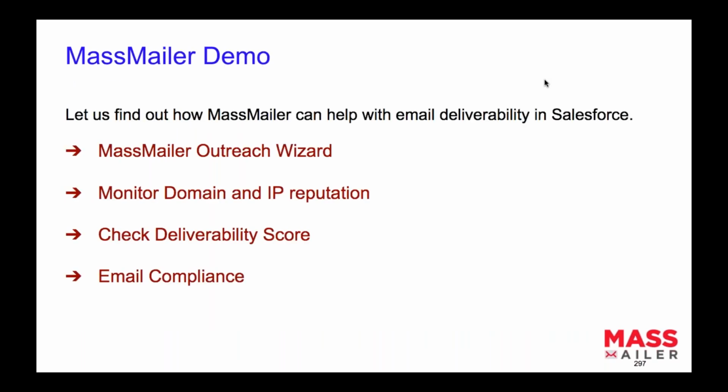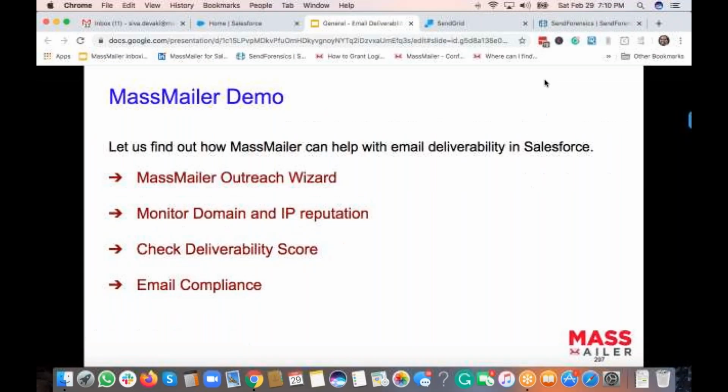And in today's demo, we're going to take a quick walkthrough of MassMailer Outreach Wizard, and I'll also show you a little bit of the setup, how you do the domain and the IP, the DNS setting, and also how to check the deliverability score, and a little bit of email compliance as well, right? So that's what we're going to take a look at today, and then we can get into the Q&A session.